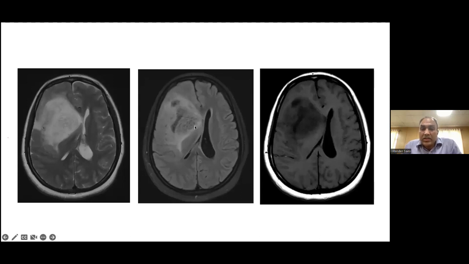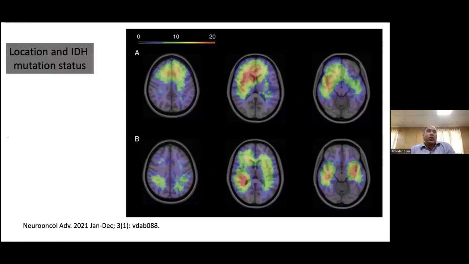This is a feature suggestive of an IDH mutation within the tumor, and also these lesions tend to present in the frontal lobe. So this is the location and IDH mutation status. You can see the IDH mutant tumors tend to involve the corpus callosum and frontal lobe, more on the right side as compared to the left side.